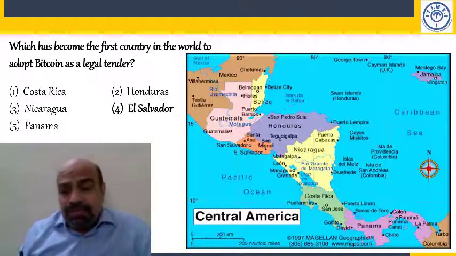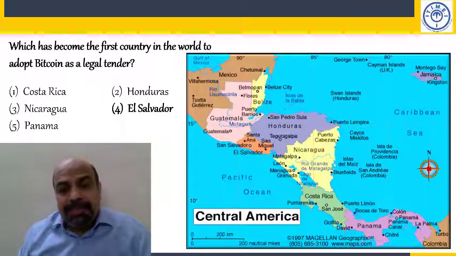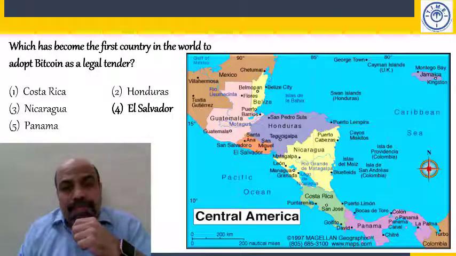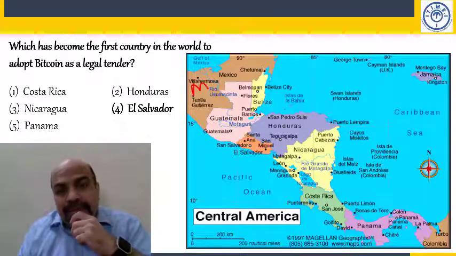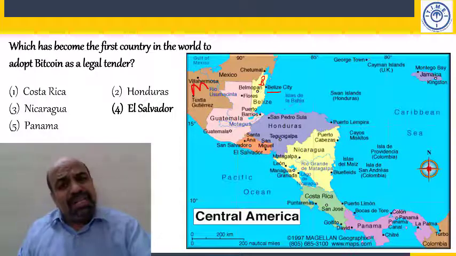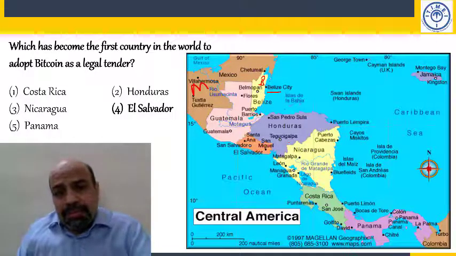El Salvador. You see the countries here. This is Mexico, this color. Guatemala. You have Honduras. You have Belize here, this yellow country. The capital is Belize City.